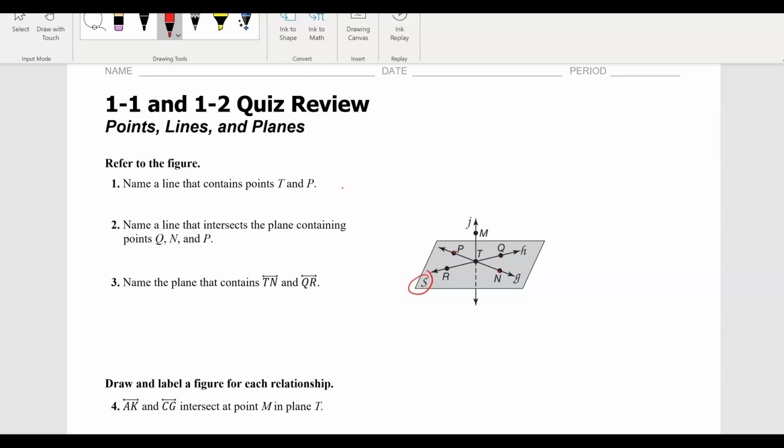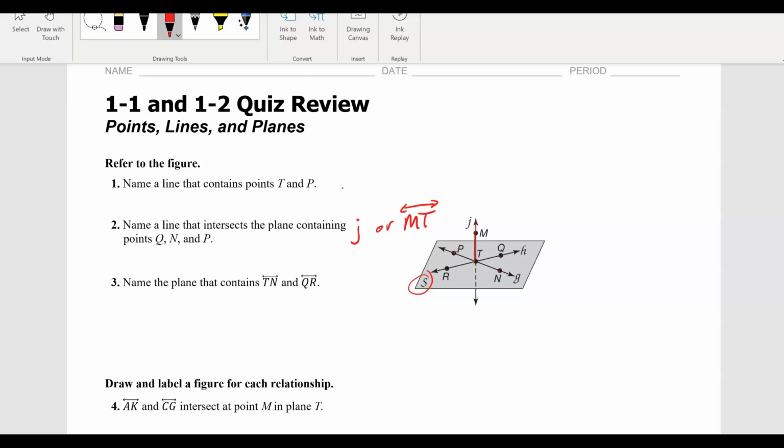Well, that would be this vertical line that comes down here. Remember, this dotted line means it's going through the plane. We're actually seeing through, like a see-through X-ray vision here. So that would be line j. You could also call it line MT. To me, I always like whatever's simplest or easiest. So to me, one letter is easier than two and a symbol.